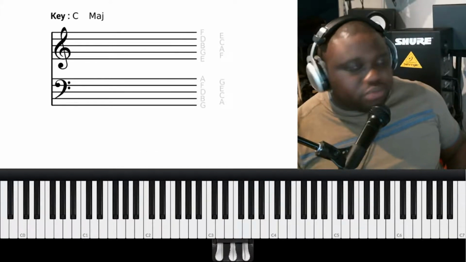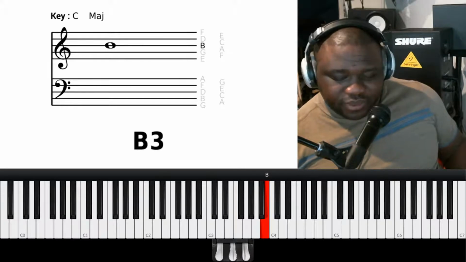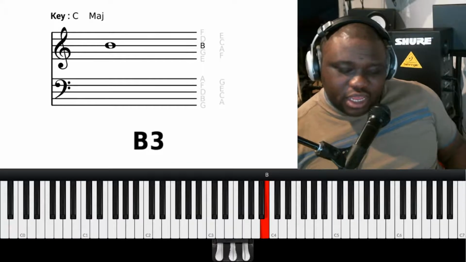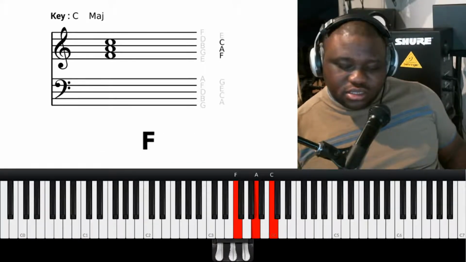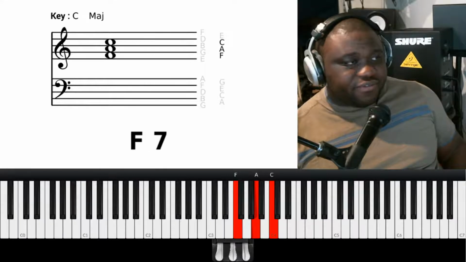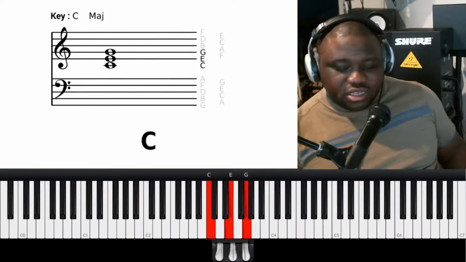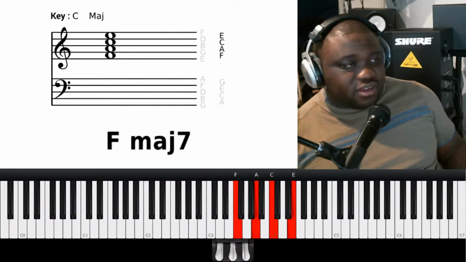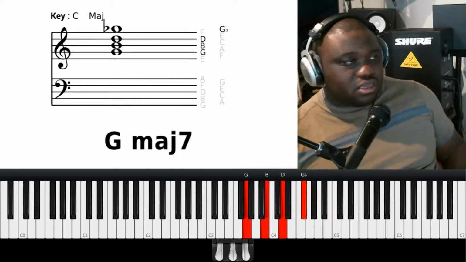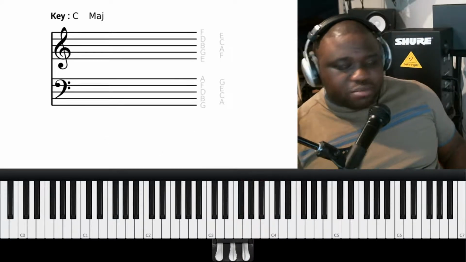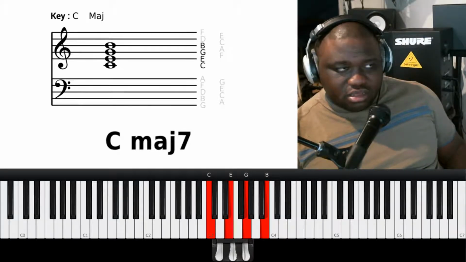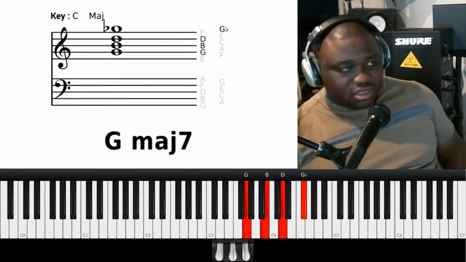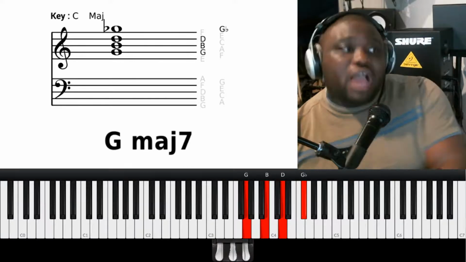Okay, this is example C. Example F. Example G. You guys got it? Example C, example F, example G. Okay? That is how the extensions will happen.